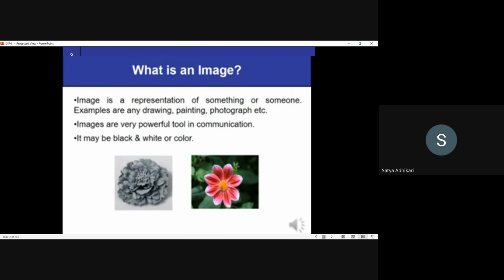You see there are two images. The first image is of a flower, represented in black and white only, no other colors. But the second image, which is also of a flower, is in colors other than black and white. So an image can be any color or black and white.